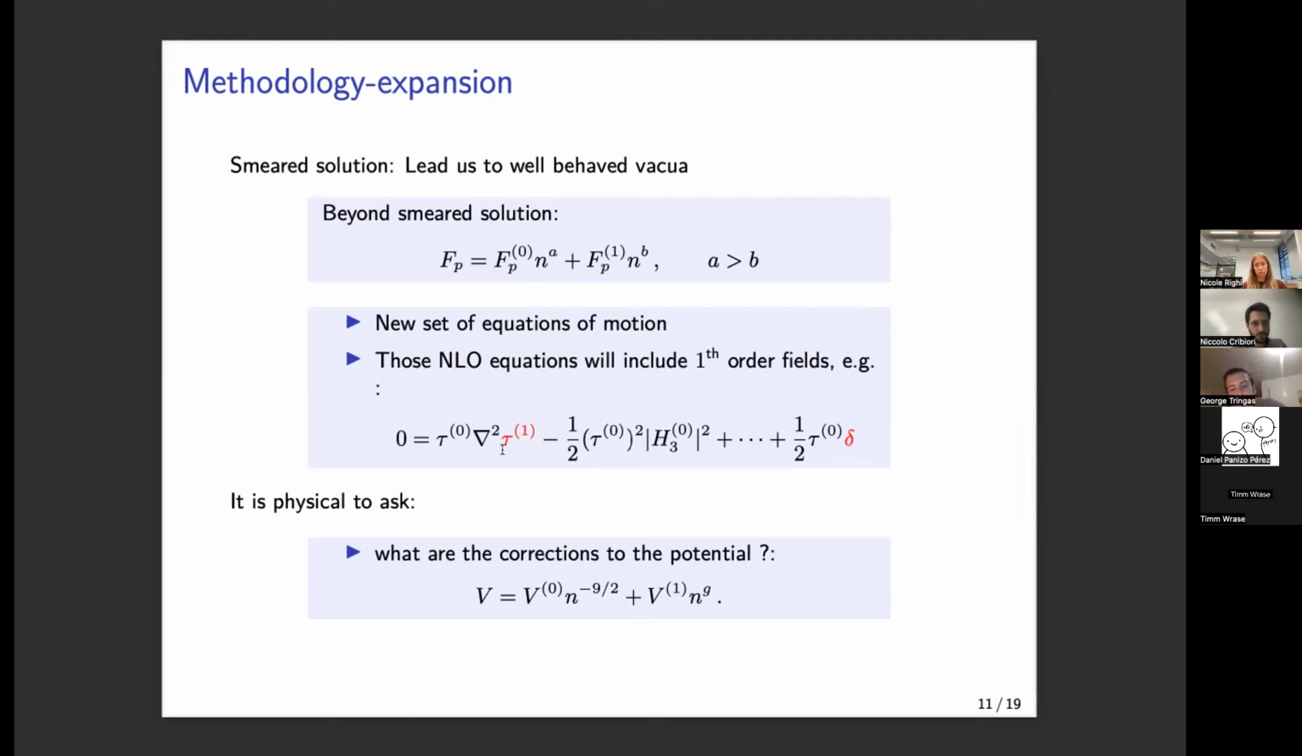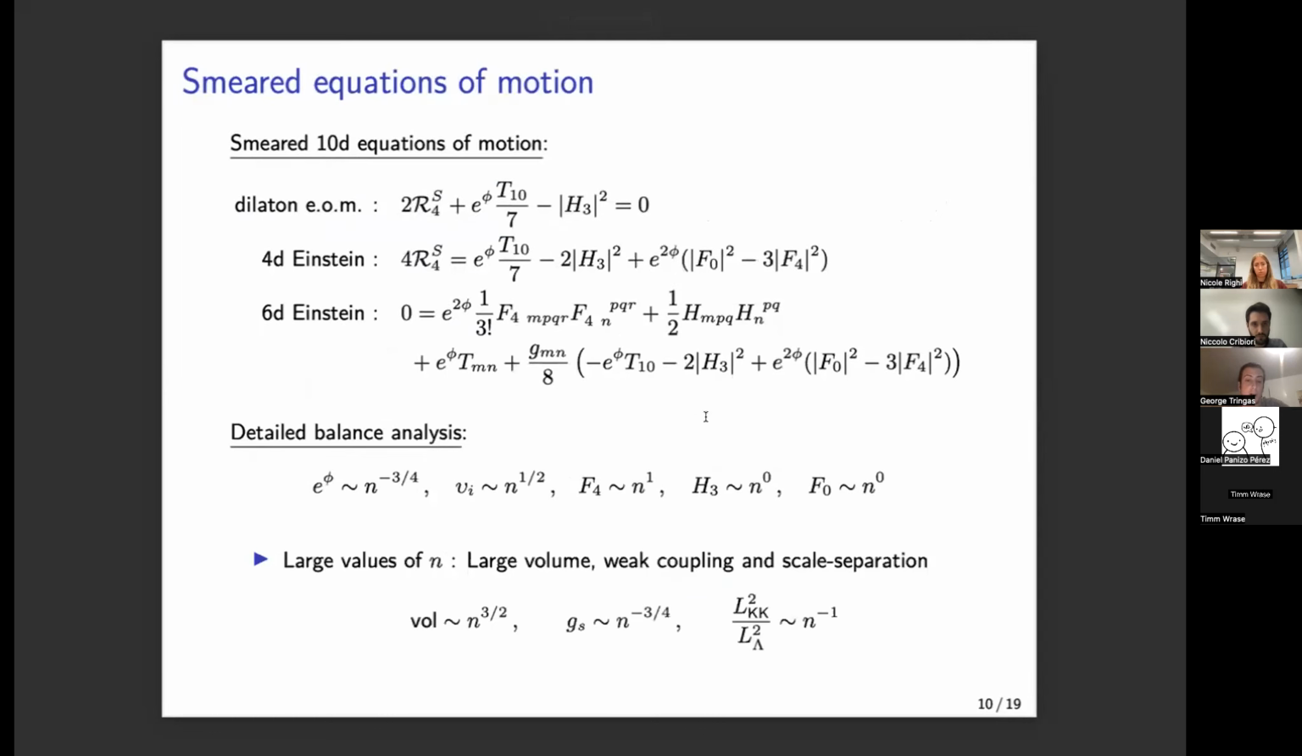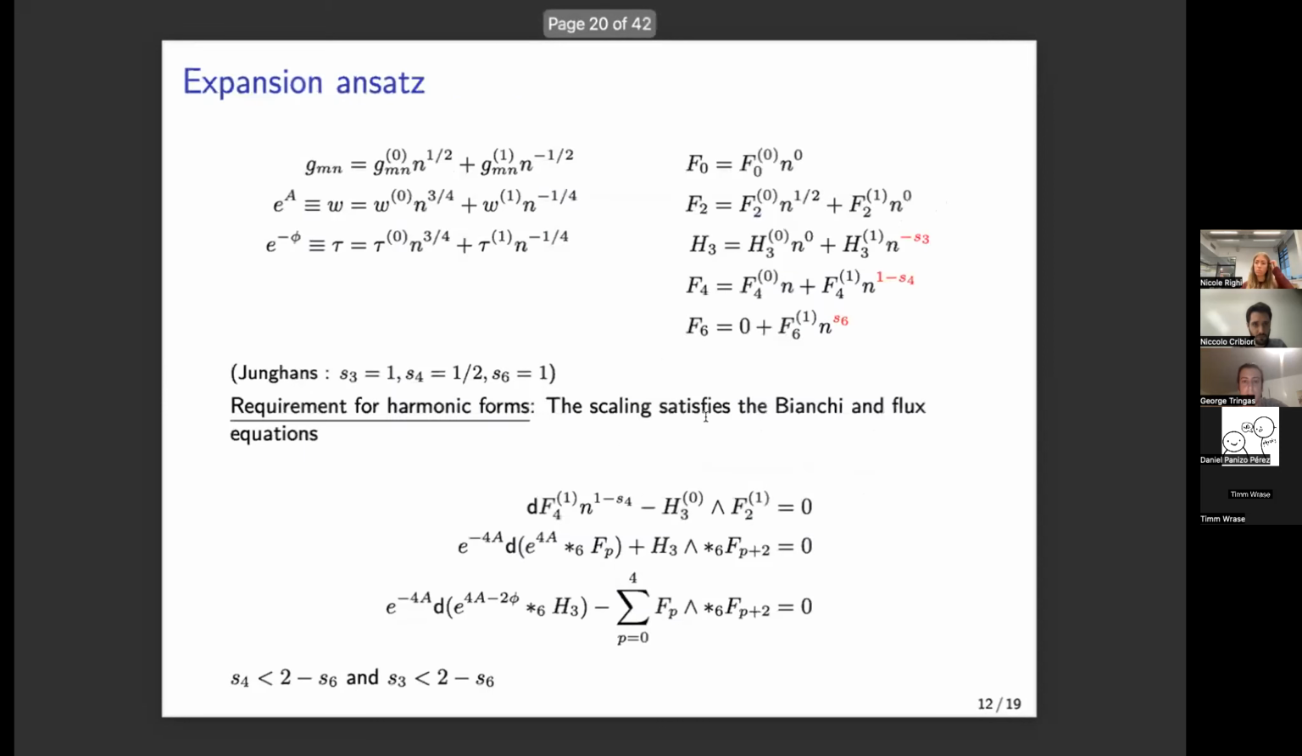And the question is the following: what happens if you put these corrections into your potential, or if you go back to your warped potential here and perform the expansion, but now considering the corrections that you have found from the equations of motion? Before I do this, let me show you something. So this is the full expansion that was considered in the paper of Junghans. So the metric is expanded in a specific way, the warp factor is expanded in a specific way, the dilaton and the fluxes. However, here we leave some freedom to the scaling of the corrections of the fluxes.